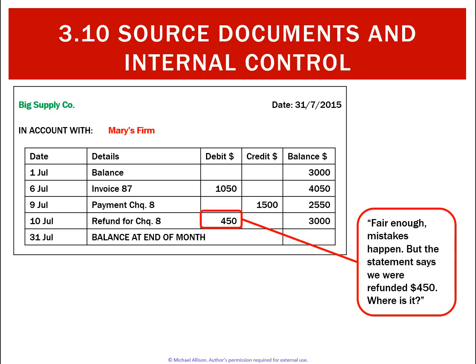So that's why source documents are really important for internal control, because they provide evidence of transactions that both have and haven't happened.